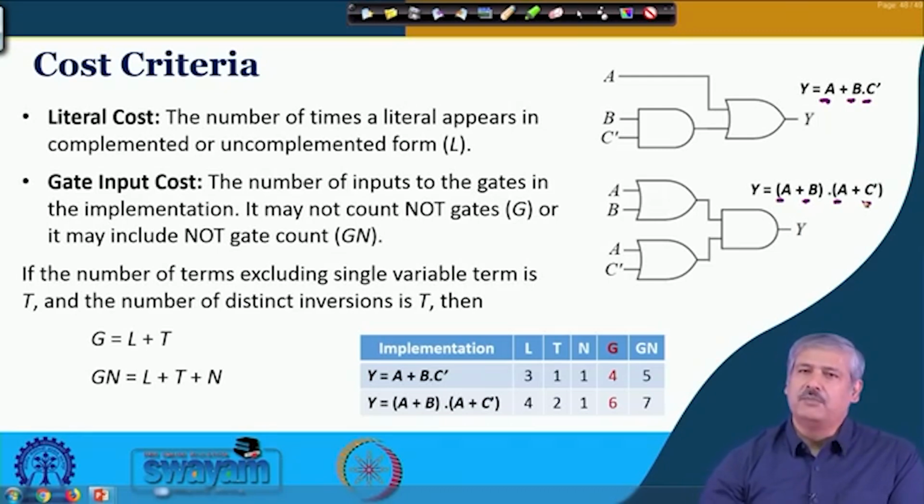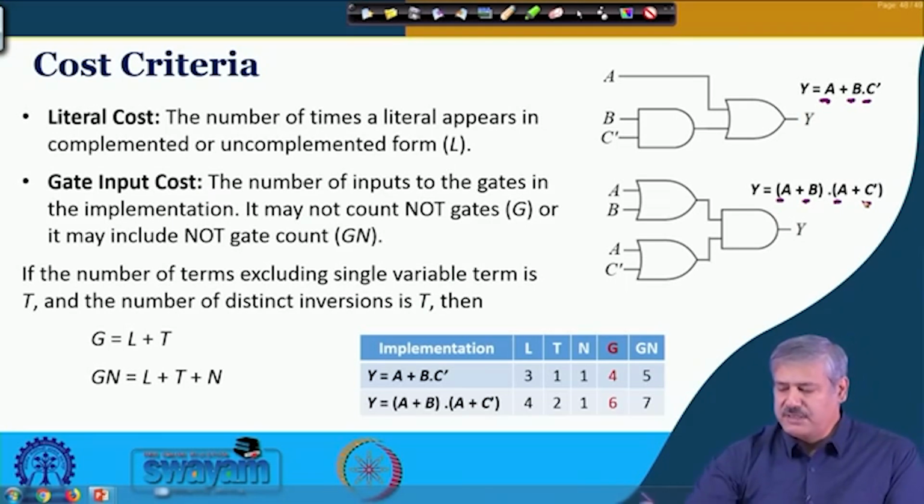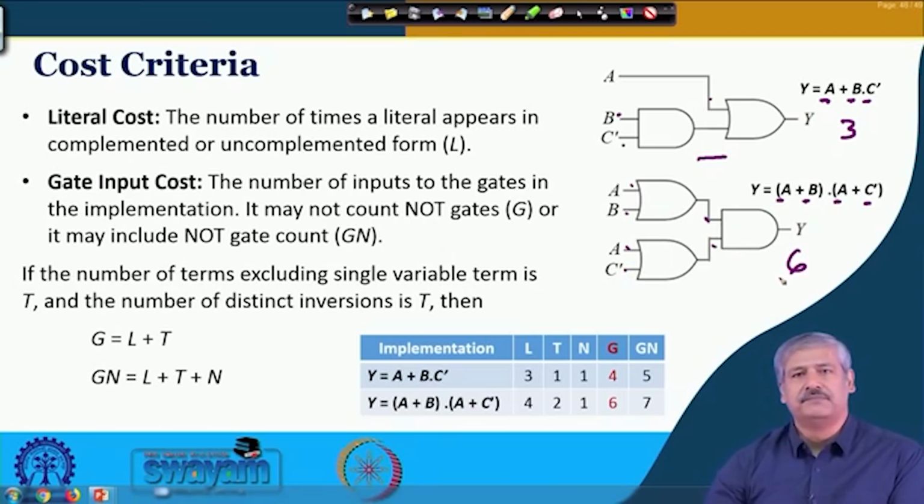Next is gate input cost. So, compared to literal cost, gate input cost gives a better appreciation of the complexity of the circuit that is getting implemented. Okay. So, in the gate input cost, the number of inputs to the gates in the implementation gets counted. So, in the previous example, for this SOP realization, what is the gate input cost? So, 1, 2 over here, another here. So, this is 3. And what is the gate input cost for this POS representation? 1, 2, 3, 4, 5, 6. So, this is 6. Okay.